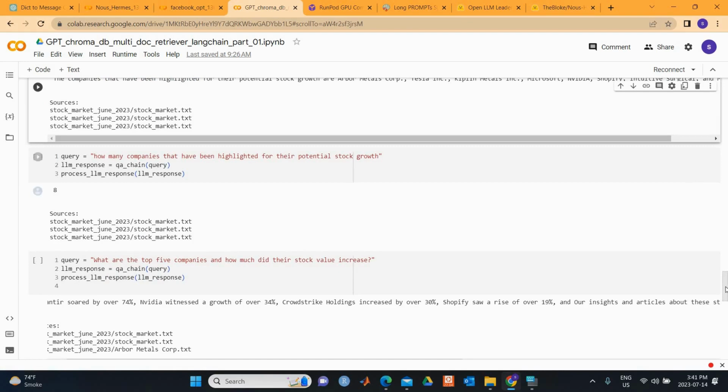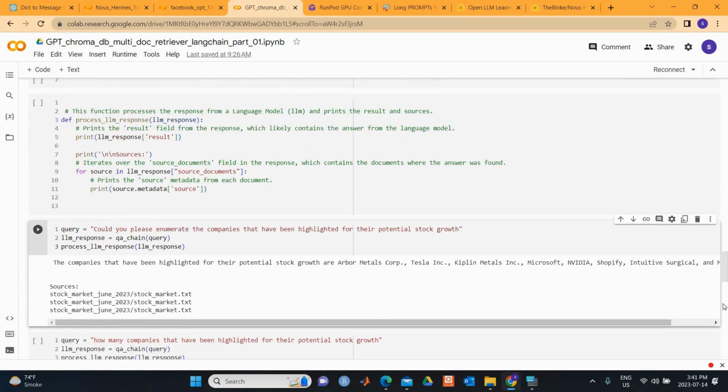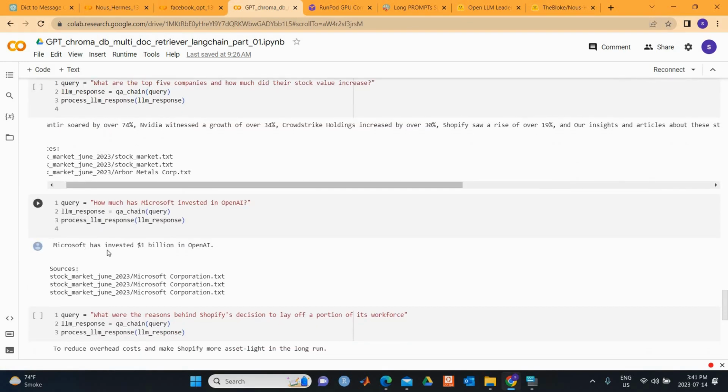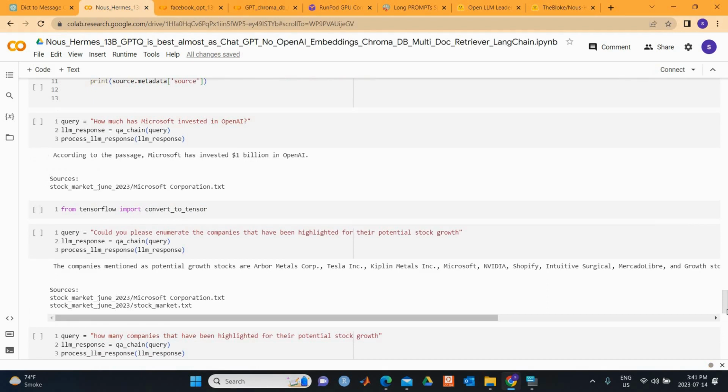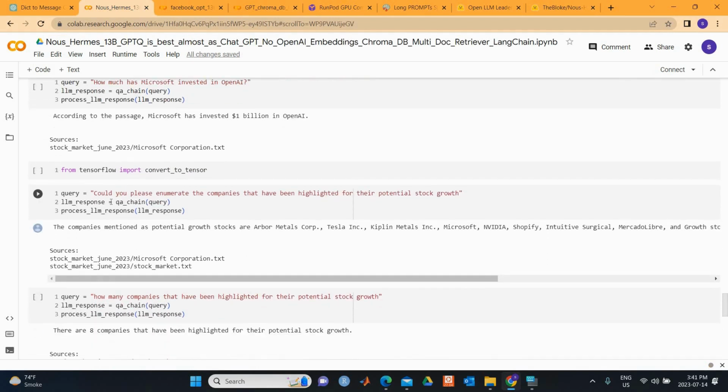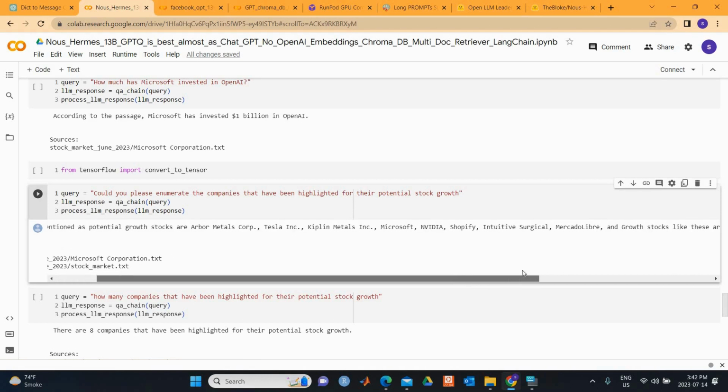Okay, so where is the first question? Okay, so Microsoft has invested 1 billion in OpenAI. So this is the correct answer for this model. Next question that I ask is, could you please enumerate the companies that have been highlighted for their potential stock growth? So the companies mentioned as potential growth stocks are Arbor, Tesla, Plain, Microsoft, Nvidia, Shopify, Intuitive, and Mercado Libre.